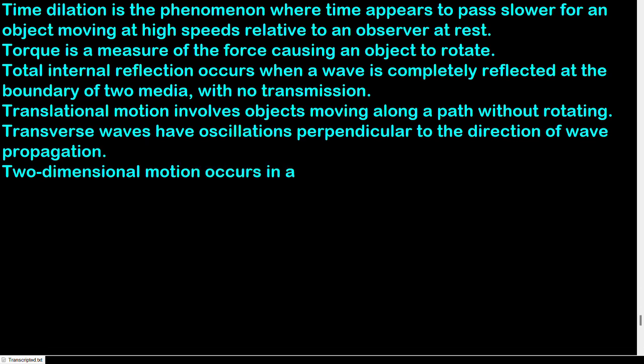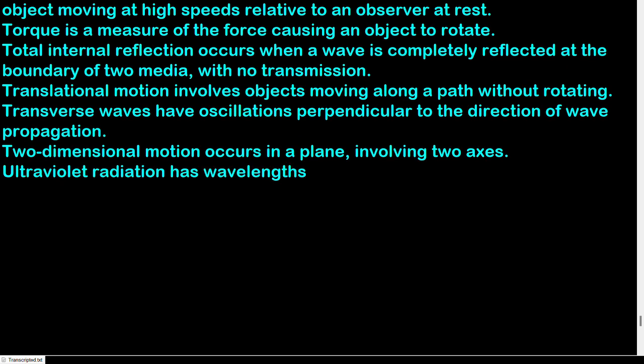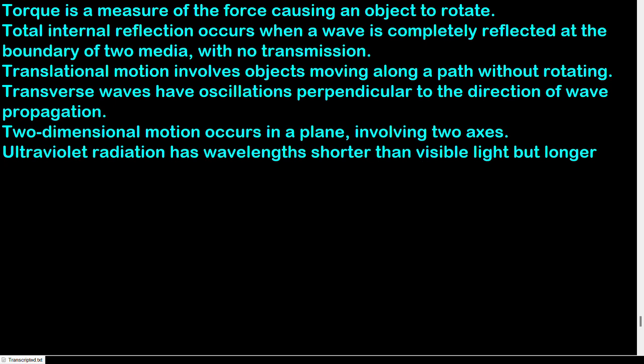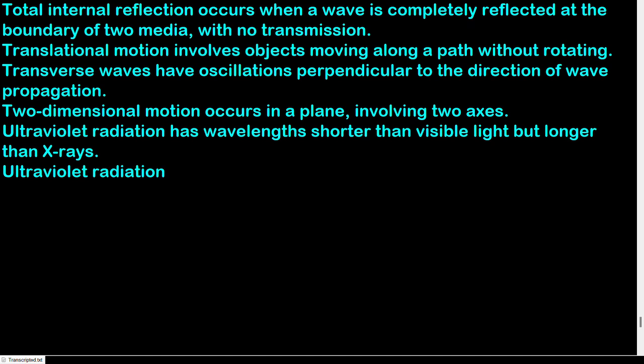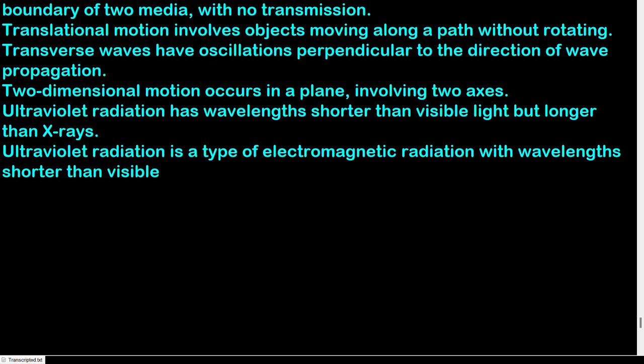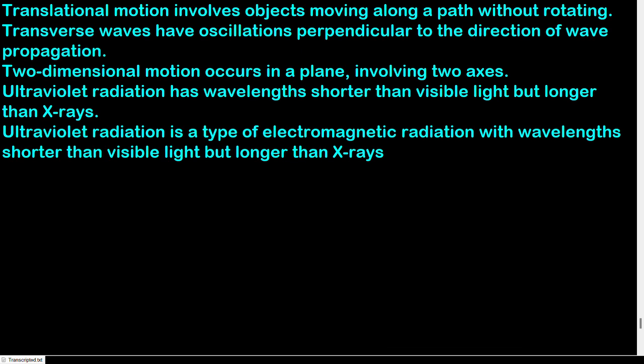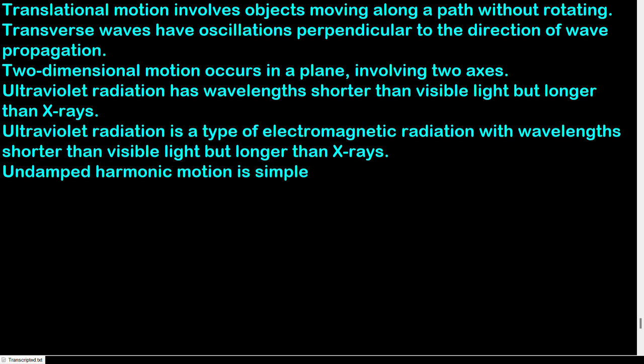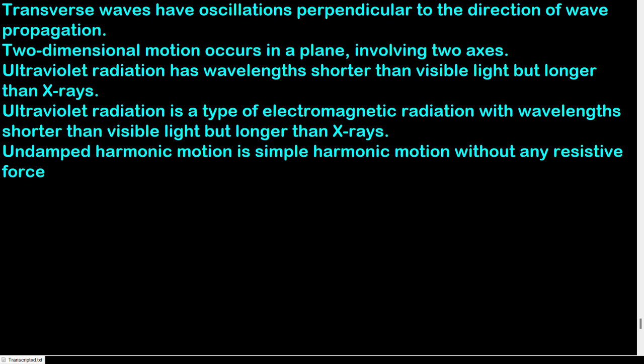Two-dimensional motion occurs in a plane, involving two axes. Ultraviolet radiation has wavelengths shorter than visible light but longer than X-rays. Ultraviolet radiation is a type of electromagnetic radiation with wavelength shorter than visible light but longer than X-rays. Undamped harmonic motion is simple harmonic motion without any resistive force.